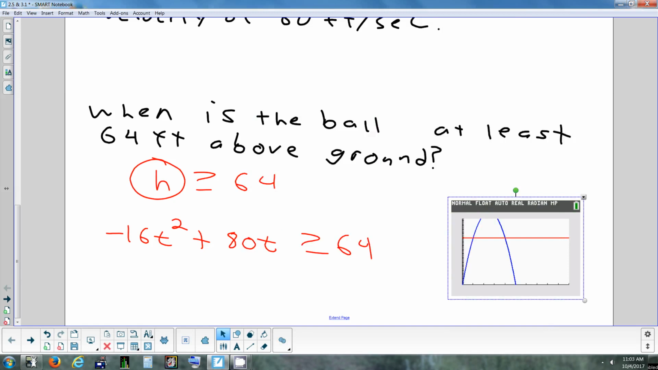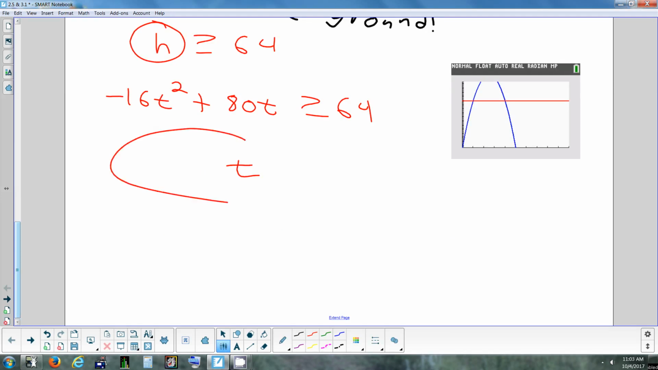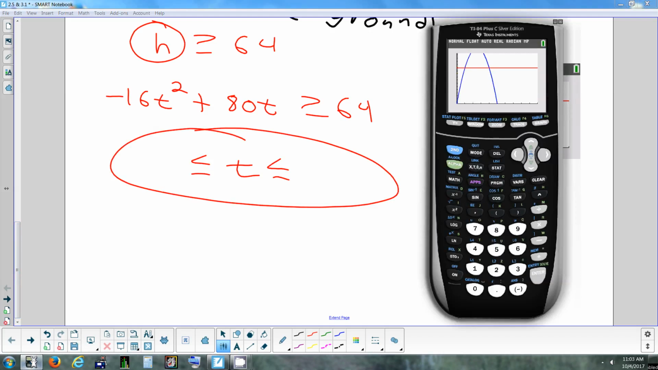Yeah, the intersects. I need two intersects. You could pick any time value between, and now I need to find the two values. So I'm going to do intersect. I'm going to do the one on the right. If somebody else could do the one on the left while I'm doing this one, that'll be good. So the ending time is 4 seconds. After 4 seconds, the ball is back on its way down, and it's going to drop below 64 feet at 4 seconds.